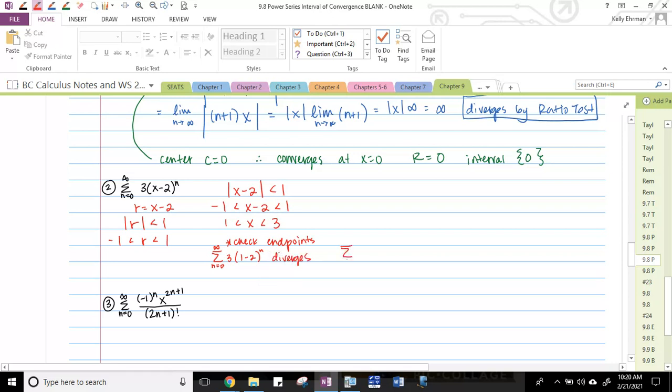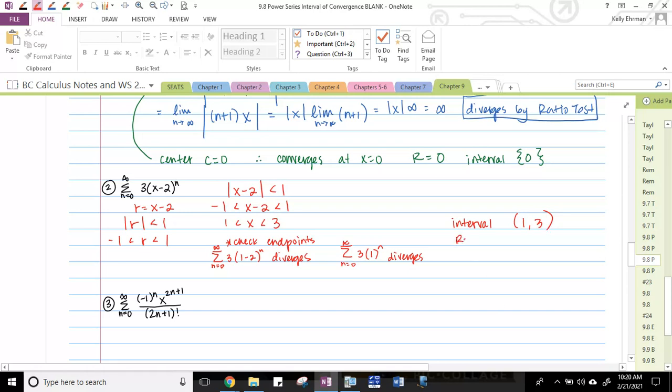And if we plug in 3 for x, 3 minus 2 is 1. We get 3 to the n. That also diverges. Both of those are by the nth term test. Okay, so that just tells me that I don't include the endpoints here. All right, so my interval of convergence is 1 to 3.